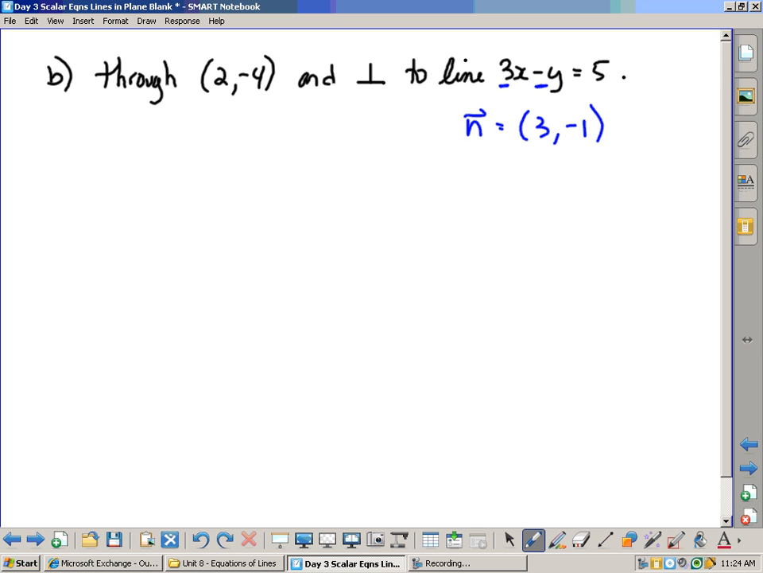Now, let's logically go through this. If we've got this line sitting here like this, we just found what the normal to that line was. Now what we need is a line that's perpendicular to that. Well, guess what? The line that's perpendicular to the blue line is going to be in the same direction as the normal, which means the direction vector of our line must be the same, (3, -1). This is our line, the one we're trying to figure out.